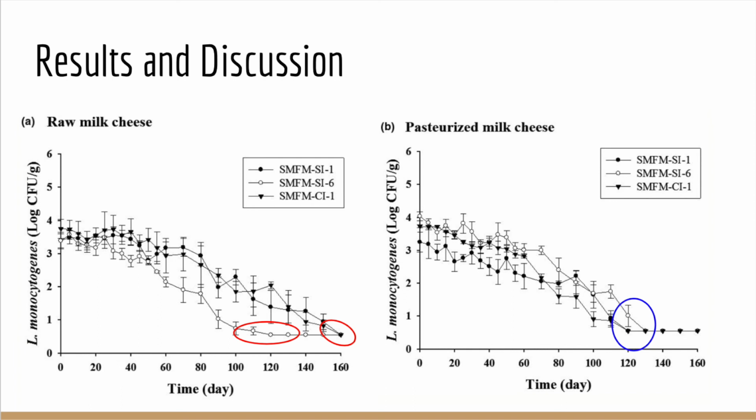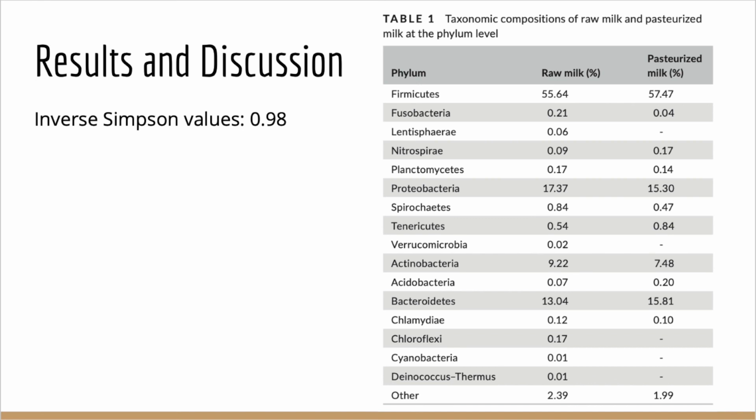As a result, we can say that the death rate of Listeria monocytogenes was slower in the raw milk cheese than in the pasteurized milk cheese during the ripening process. Now let's compare the microbiomes of the raw and the pasteurized milk.